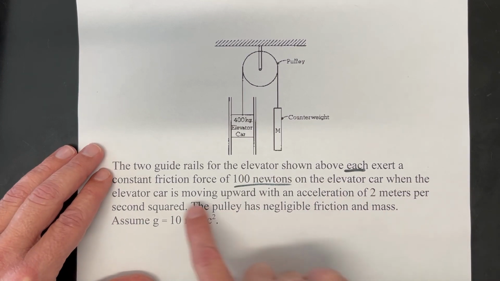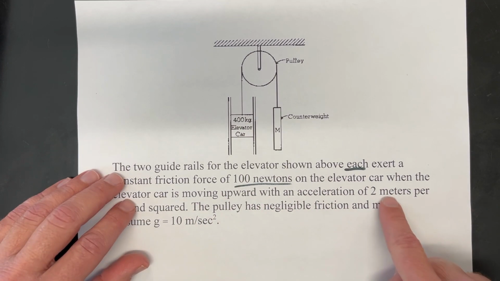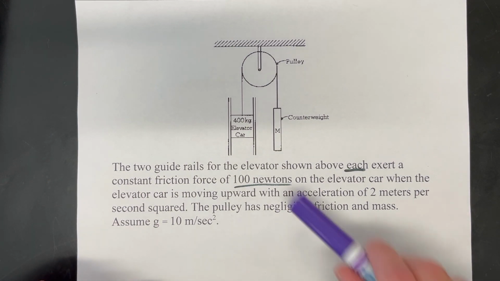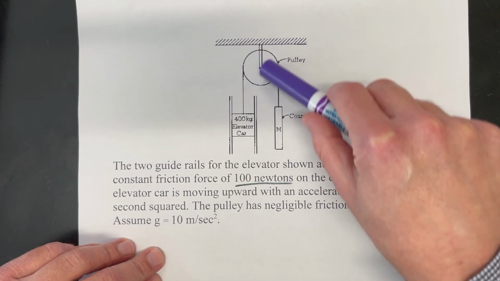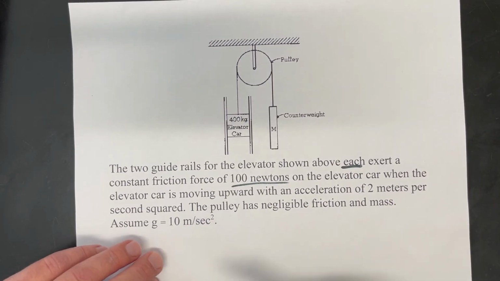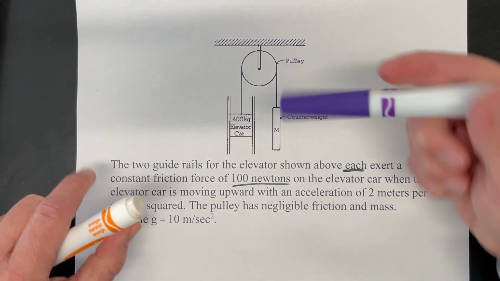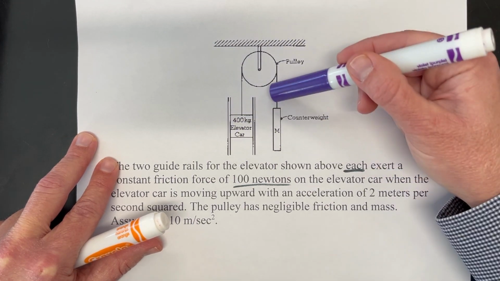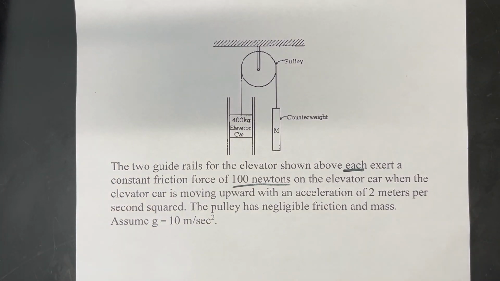On the elevator car, when the elevator is moving upward with an acceleration of 2 meters per second squared, the pulley has negligible friction and mass, so no friction up here. Assume g equals 10 meters per second squared. So this is basically an Atwood machine problem. We got a mass on this side draped over a pulley, mass on this side here.